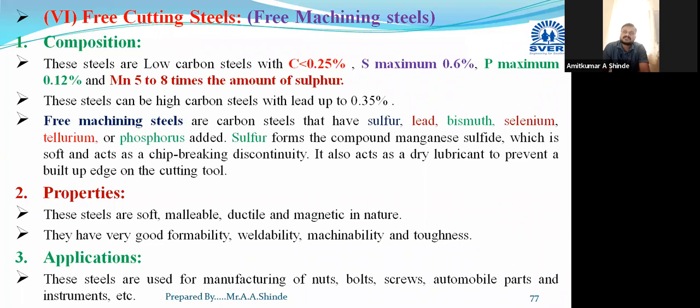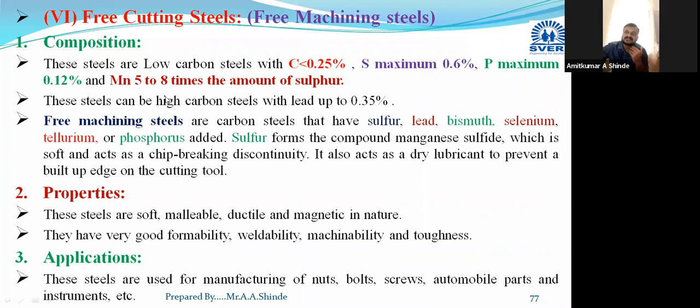In these steels, these are low carbon steels. I have highlighted the composition here. For free cutting steel, you can use low carbon steel as well as high carbon steel by adding other alloying elements. If it is a low carbon steel with less than 0.25% carbon, then maximum 0.6% sulfur and maximum 0.12% phosphorus is added, and manganese is taken 5 to 8 times the sulfur amount.